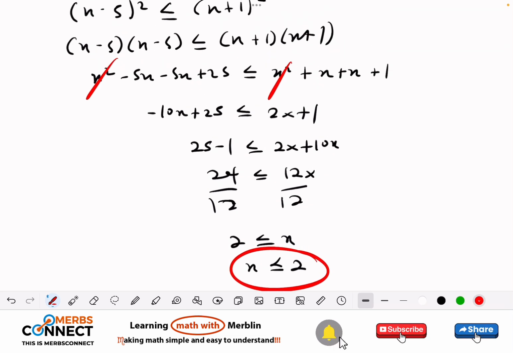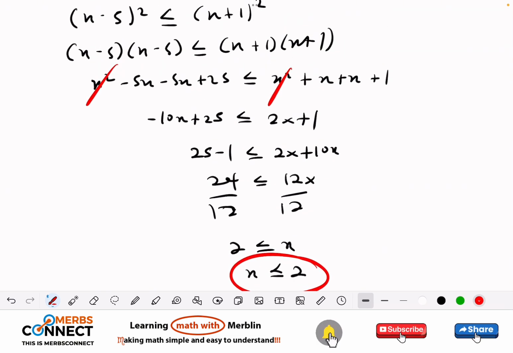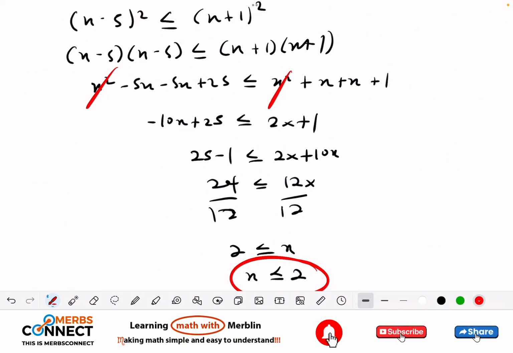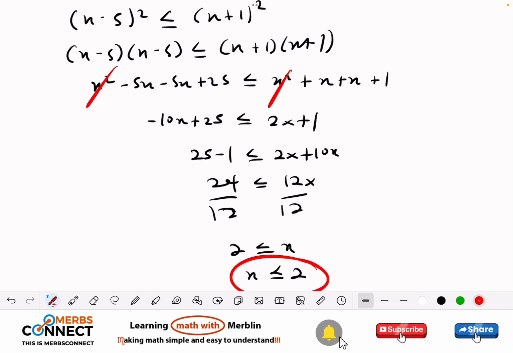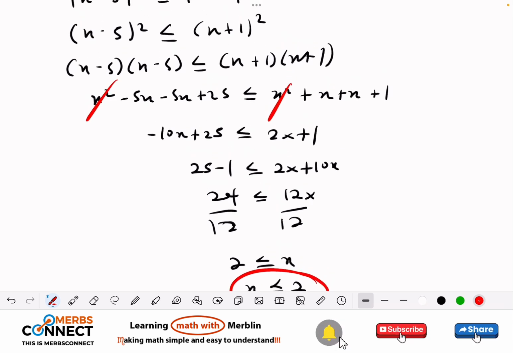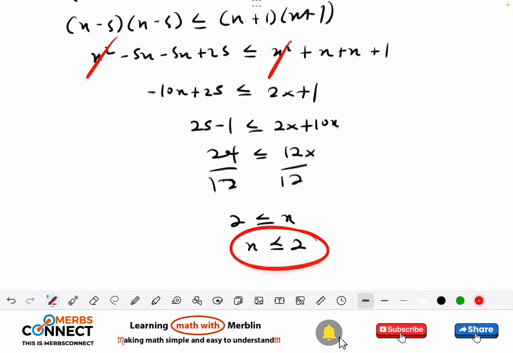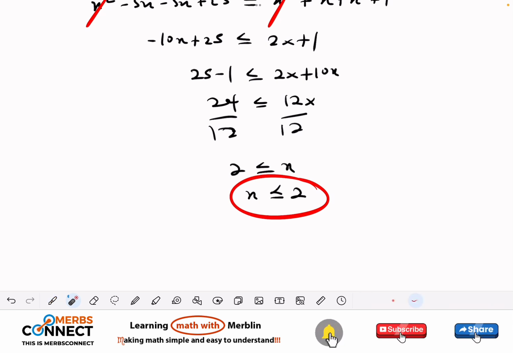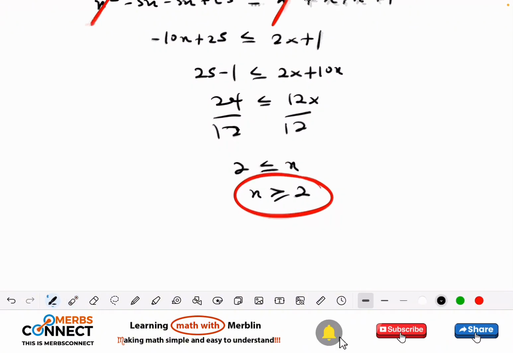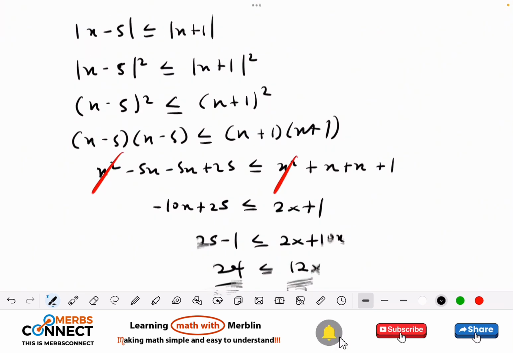Oh no, let me see. Did we do something wrong here? Because x should be greater than or equal to 2. Did we do something wrong? Oh, it's me that I didn't write it well. It's right. It's right. I didn't write it well. So this one, x is less than 2. So when I want to rewrite it, it should be greater than or equal to 2. Good. So x is greater than or equal to 2.